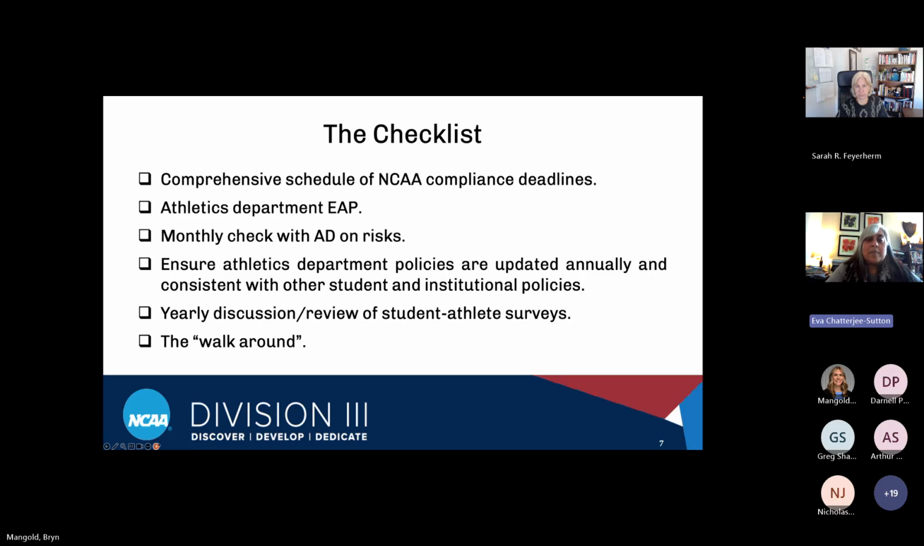Coming back to the athletic department, I think ensuring your policies are reviewed on a regular basis and that they're known. So they should be known to your staff, absolutely.